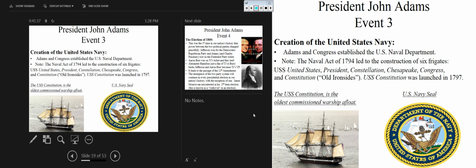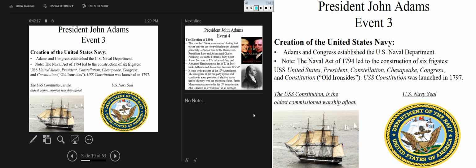It put into commission the construction of six frigates: the USS United States, USS President, USS Constellation, USS Chesapeake, USS Congress, and the USS Constitution, Old Ironsides, the first to launch in 1797. If you're ever up in Baltimore at the Inner Harbor, I encourage you to visit the Constellation. And if you're ever in Boston, I encourage you to go visit Old Ironsides, the USS Constitution. A couple of cities well worth your time to go visit.